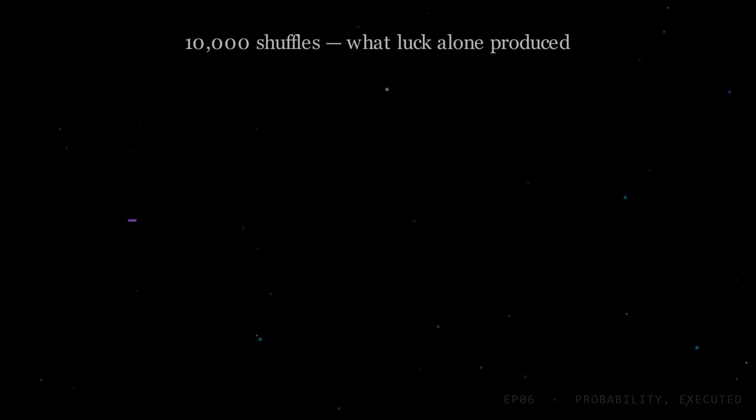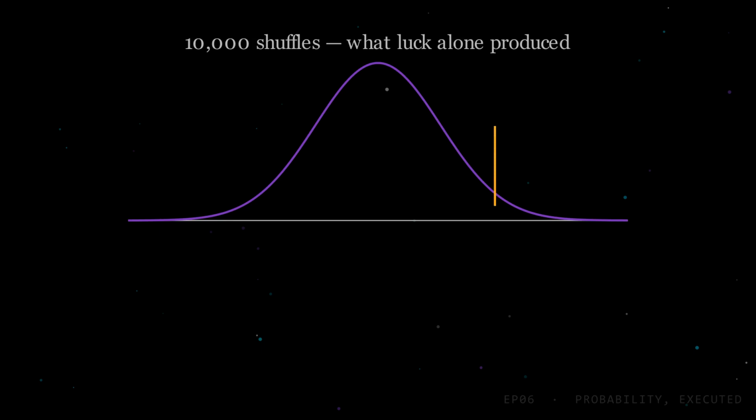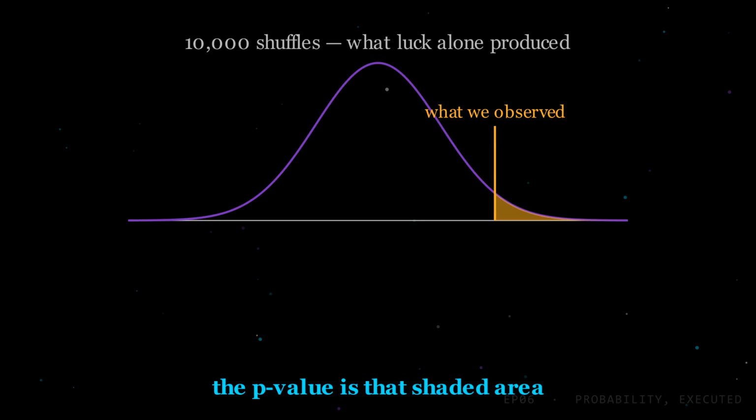Here's the picture. This histogram is the 10,000 shuffled differences. Everything randomness produced when the labels meant nothing. It's centered on 0, which is what you'd hope. The amber line is our actual observed difference, out in the right tail. The shaded region beyond it is the p-value as an area. Small area, unusual result.